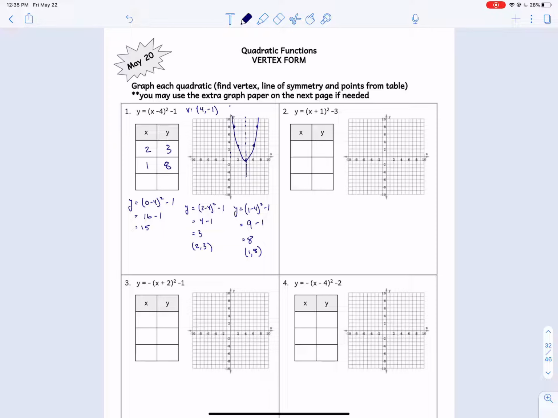And I think the rest you can do. You know, there's no perfect way. I mean, once we get the vertex, I would probably just go one space away at a time to find some more points, because you see what happened when we tried 0, we got 15, which didn't help us because it's not on the graph. So start off with the vertex, which was at x equals 4, and then try x equals 3, x equals 2, x equals 1, and then get those points in and go from there.